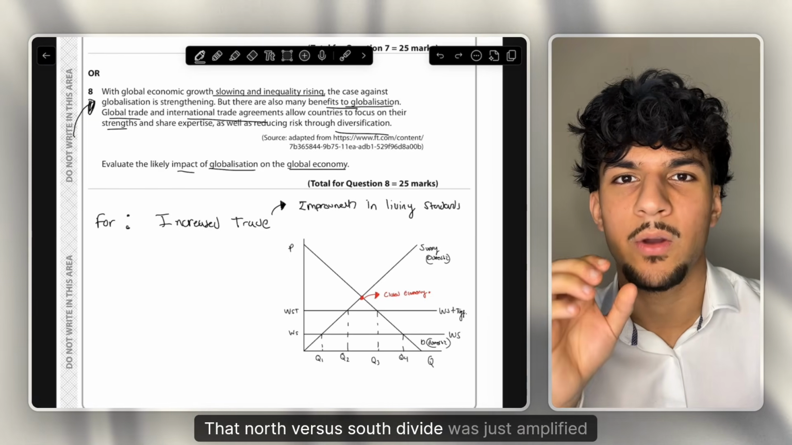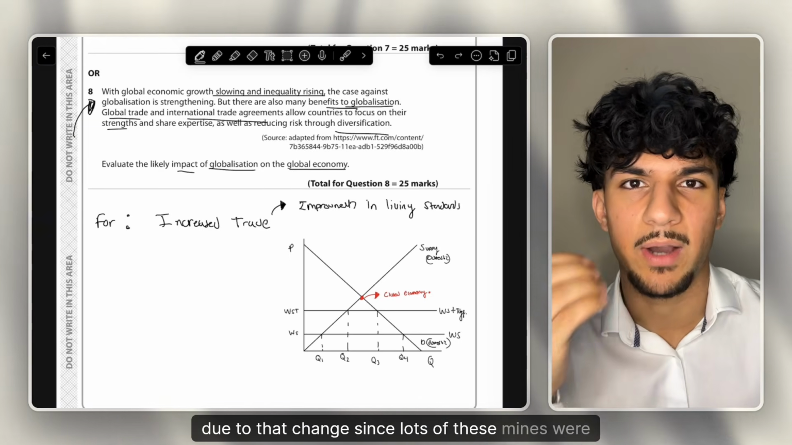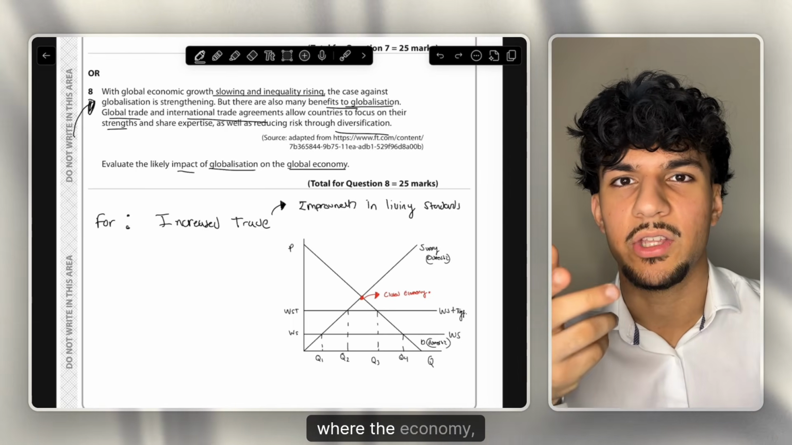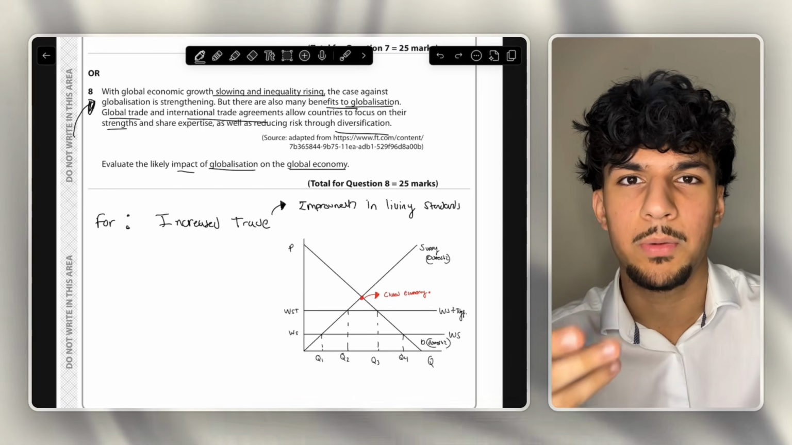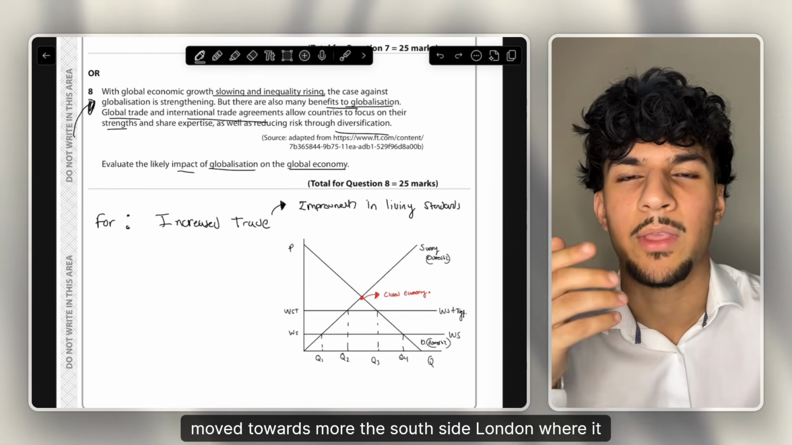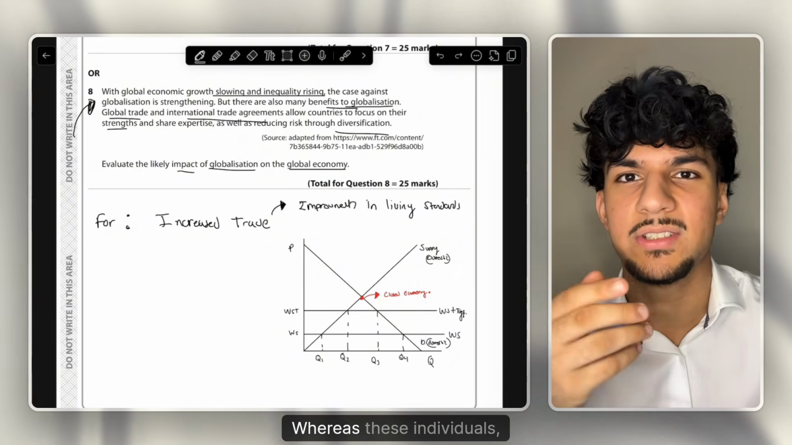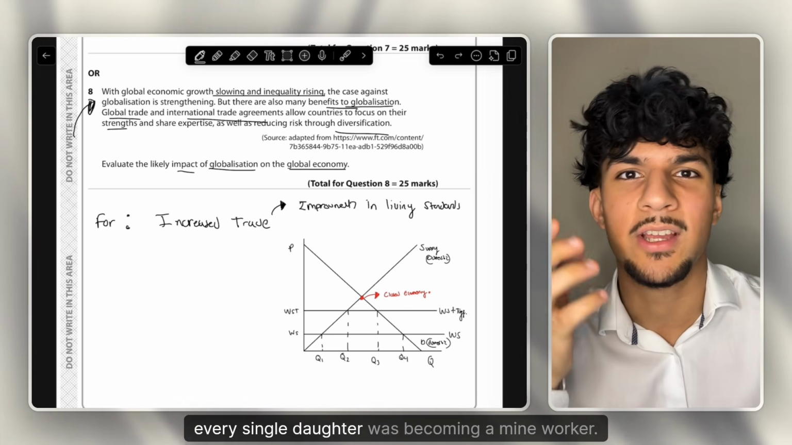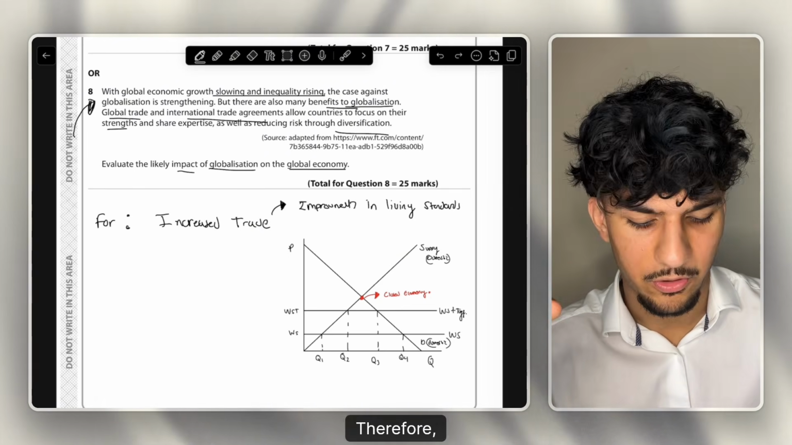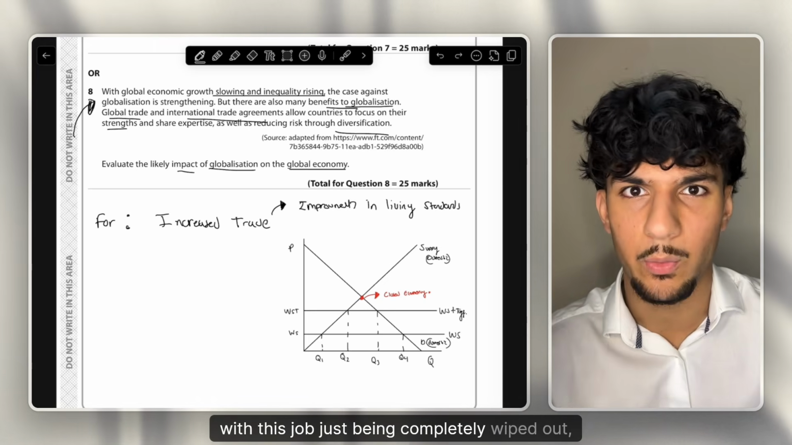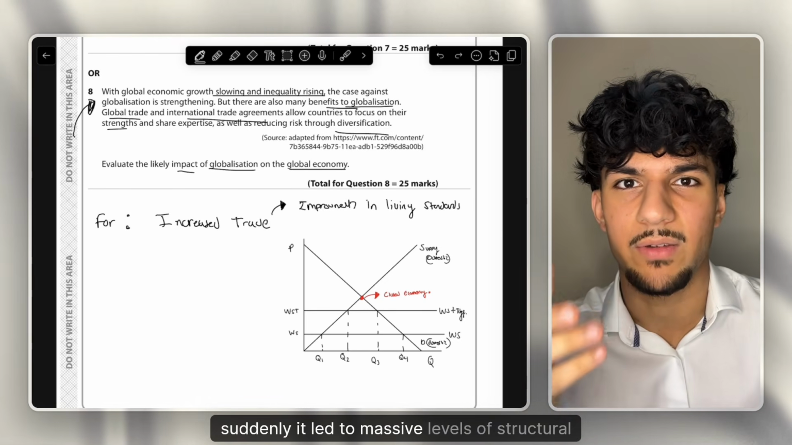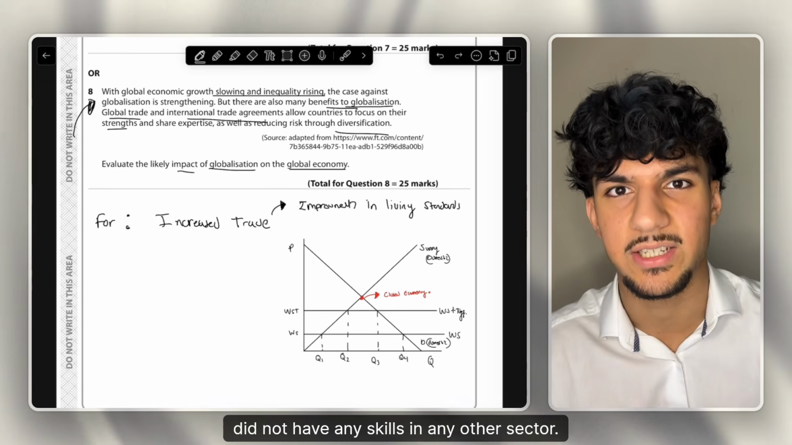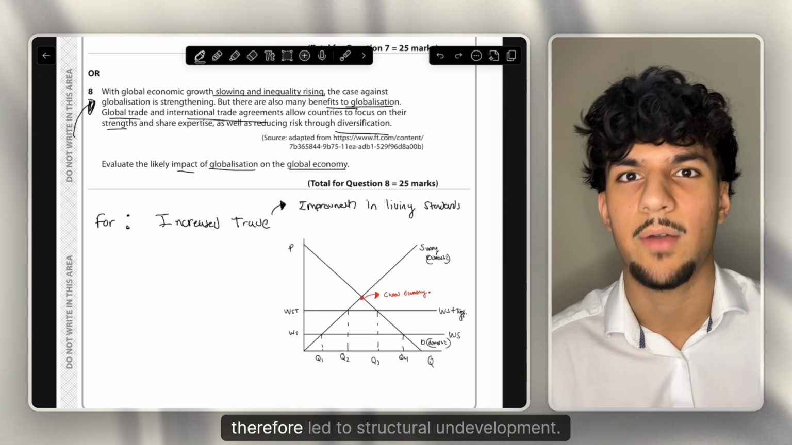That north versus south divide was just amplified due to that change, since lots of these mines were in the north, and we saw structural unemployment where the structure of the economy changed, where the economy, during that time, moved more towards the south side, London, where it was, like I said, financial and legal services, whereas these individuals had generations and generations where every single one of their sons, every single daughter was becoming a mine worker. Therefore, with this job just being completely wiped out suddenly, it led to massive levels of structural unemployment. Since, of course, these individuals did not have any skills in any other sector, and like I say, the sector of the economy changed, therefore led to structural unemployment.